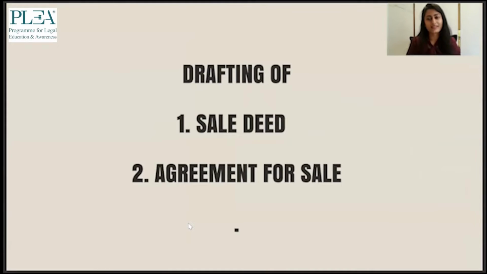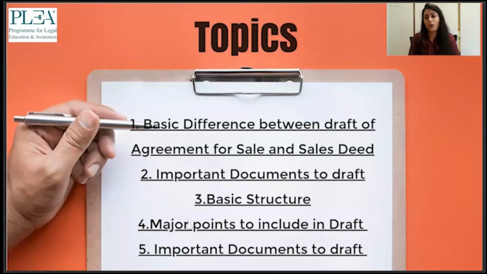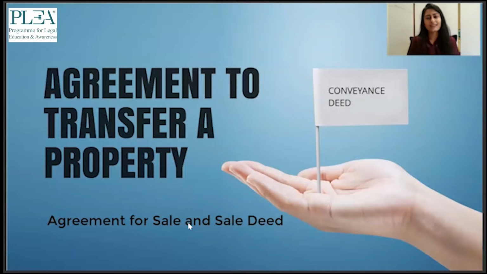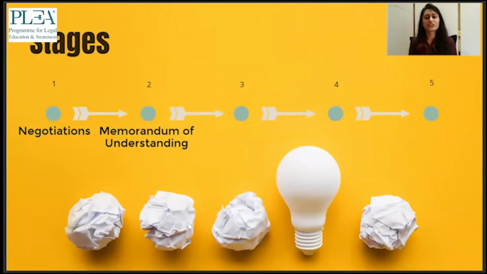All right. So basically, these two documents we are going to majorly look at, and especially agreement for sale is what we are going to look at majorly. So these are the topics that we're going to discuss today. So as I said, the agreement to transfer any property will always form the part of conveyance deed, agreement for sale, sales deed. We'll start with the stages first. So there are many stages. We have just shortened it to 5 stages.